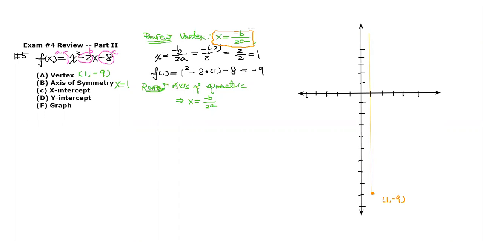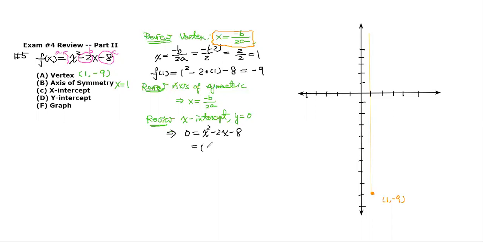Next, let's review the x-intercept. Just like we do with linear functions, what is the x-intercept? The x-intercept is where y equals 0. So now let's try to solve it. We set y equal to 0, so 0 equals x squared minus 2x minus 8.